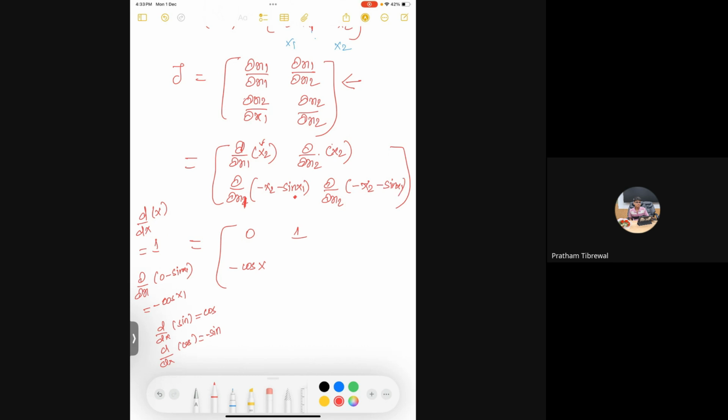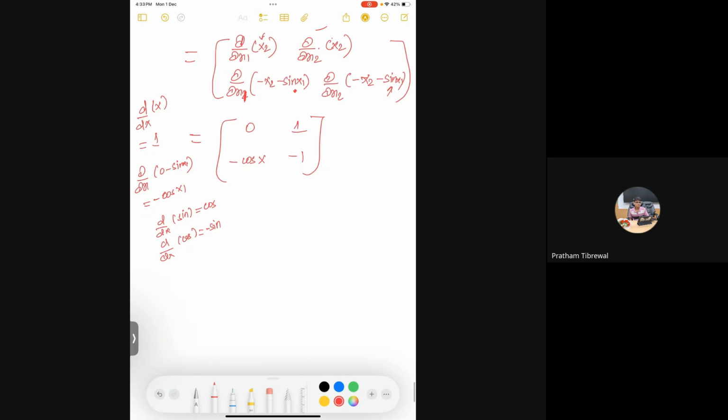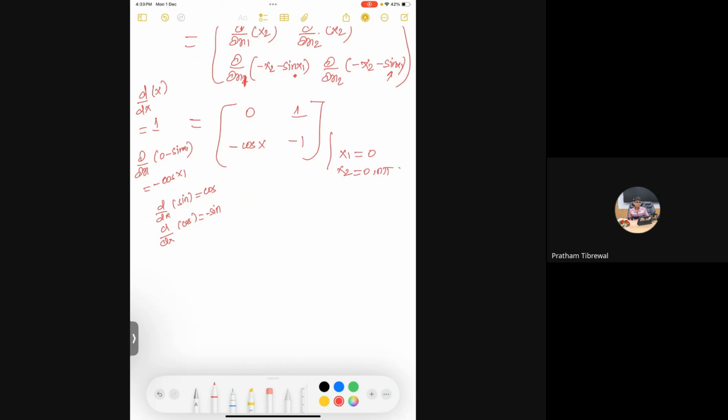Now this variable will go to 0. Minus x2, it is minus 1. ∂/∂x2 of minus x2 is equal to minus 1. Now we are going to substitute x1 equal to 0, x2 equal to 0 comma nπ. Linearizing, this is what is called linearizing around the equilibrium point.